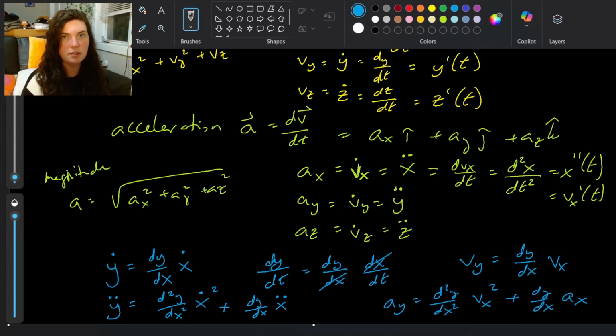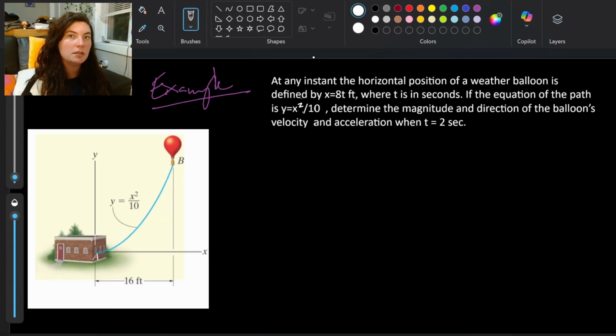our x and y. So with that special rule in mind, and with these relationships between these vectors of position, velocity, and acceleration, let's go ahead and take a look at an example of how we actually use all these things. So in this example, we can see we have this weather balloon that has a function that relates its place in space in the x and y directions.